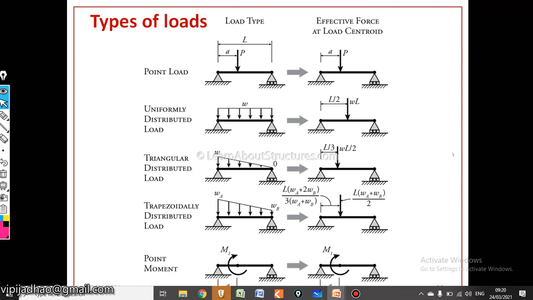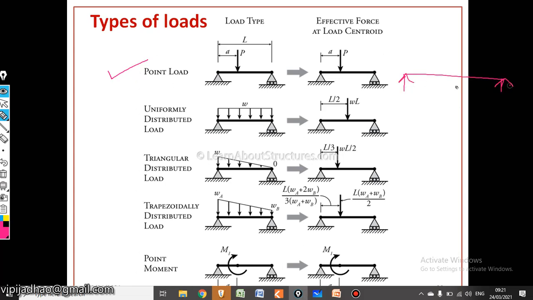Now, different types of loads are available, depending upon their action. So, the first type of load is a point load. A point load is a load which is acting at a single point only. This is called a point load. Let us consider we have some beam.